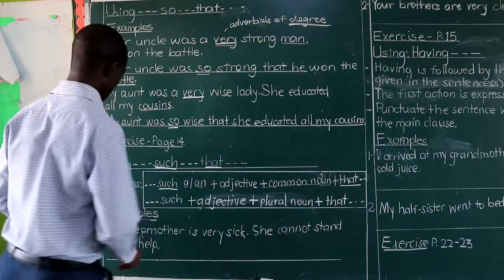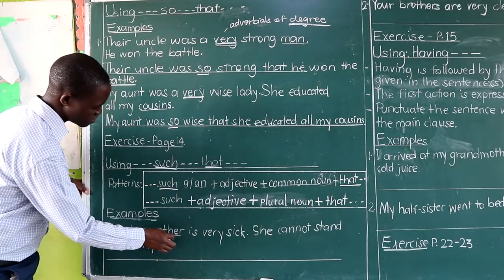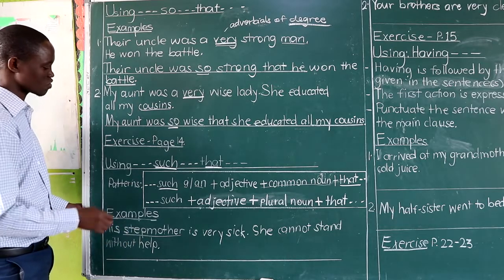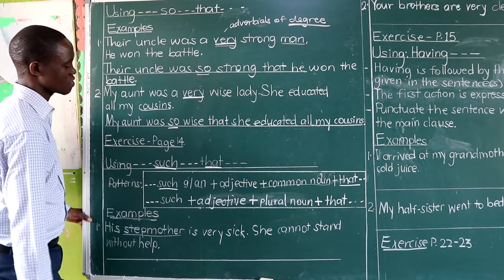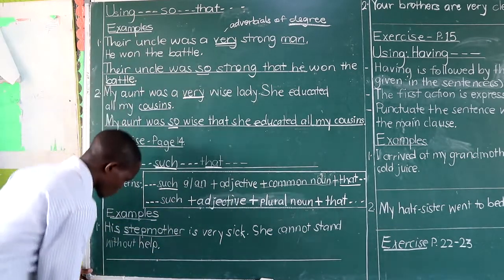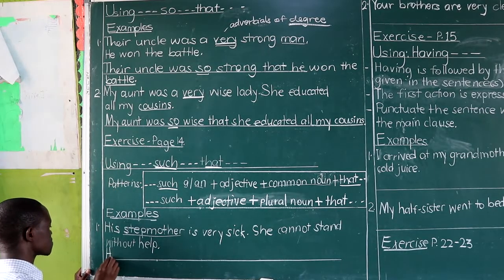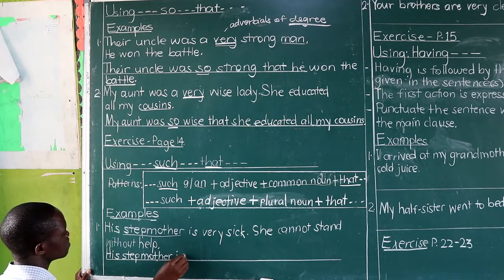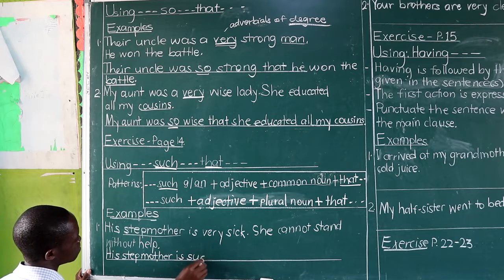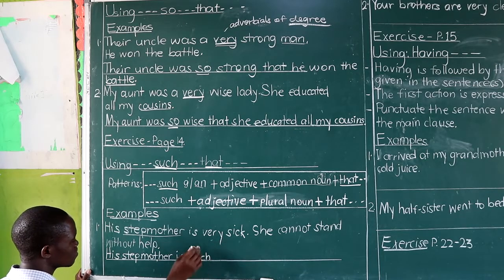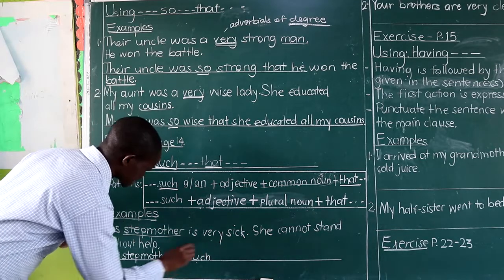Now let's look at this. His stepmother, the noun we're talking about is stepmother. Is it singular? Yes. So which sentence pattern am I going to use? We are going to use the first one, because it is the one that uses a common noun in singular form. So we say, his stepmother is such. When we use such, you don't need the very. I repeat, using such, you don't need the very.